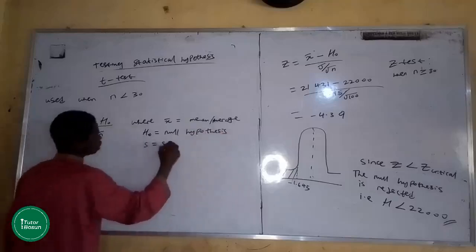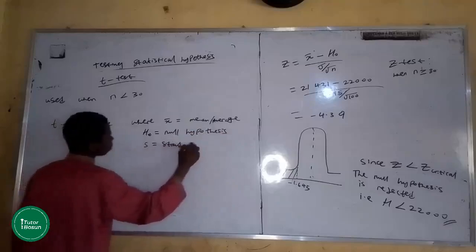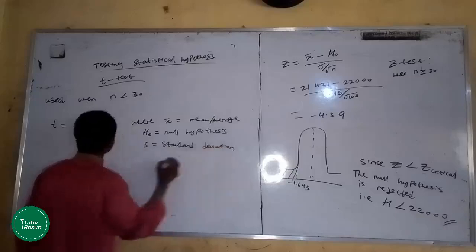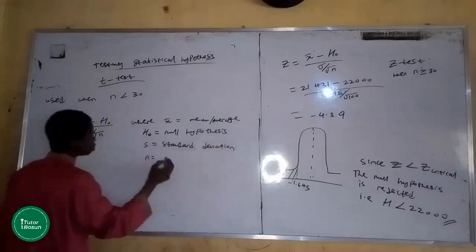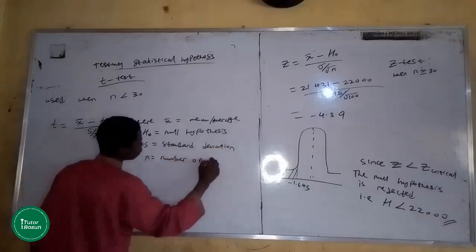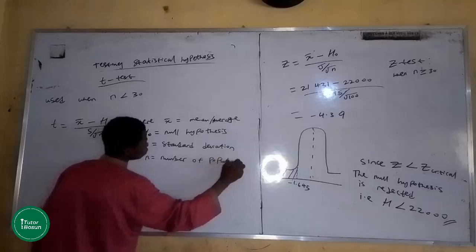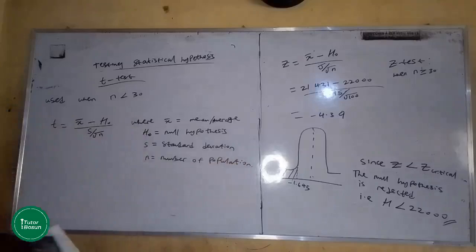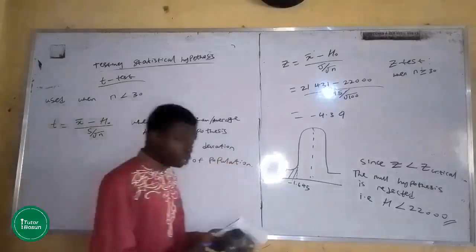S is equal to the standard deviation, and n is equal to what? n is equal to the number of the population, as usual. And we are also given the critical value of t, like I have said before.